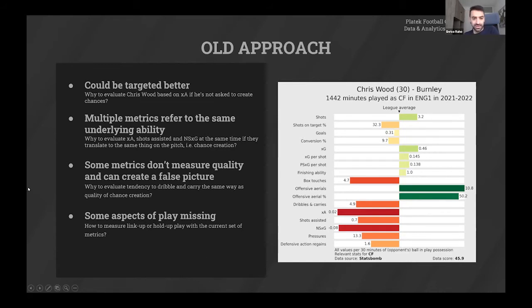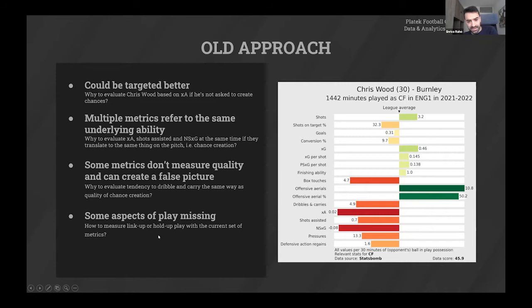There are also metrics that don't necessarily measure quality, but measure more the style of play. For example, the amount of box touches or the amount of dribbles and carries. If you have a fox in the box type of striker, then you are interested in the amount of box touches. But if you have a false nine or a link-up striker who you want to drop deep and combine with the midfielders, it's not necessarily useful to look at box touches because it's not the main thing that you want him to do.